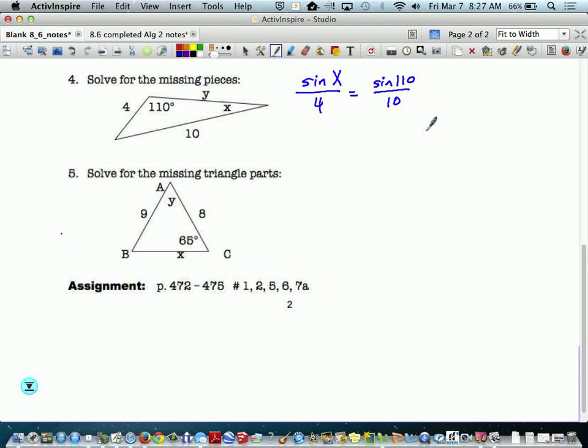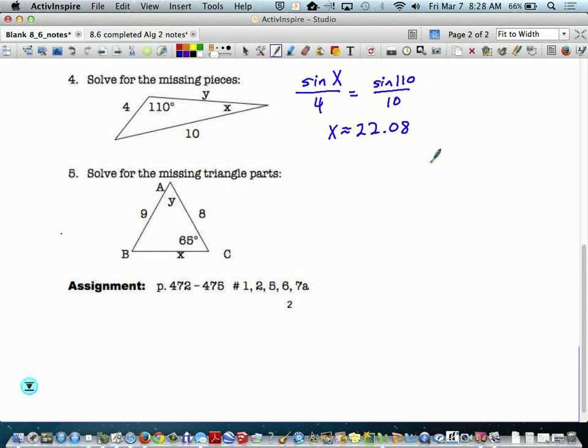But how many obtuse angles can a triangle have? 1. So if this one's already 110, the other two angles have to add up to 70, or 180 minus that one, so it'll have to be 70. But you can't have more than one obtuse angle. You'd be over 180 then. So if you do the work here, sine of 110 divided by 10, multiply by 4, inverse sine, what is x equal to? 22.08. I rounded up. If you go to 2 decimal places, round it up to 22.08. If you had 22.07, close enough.